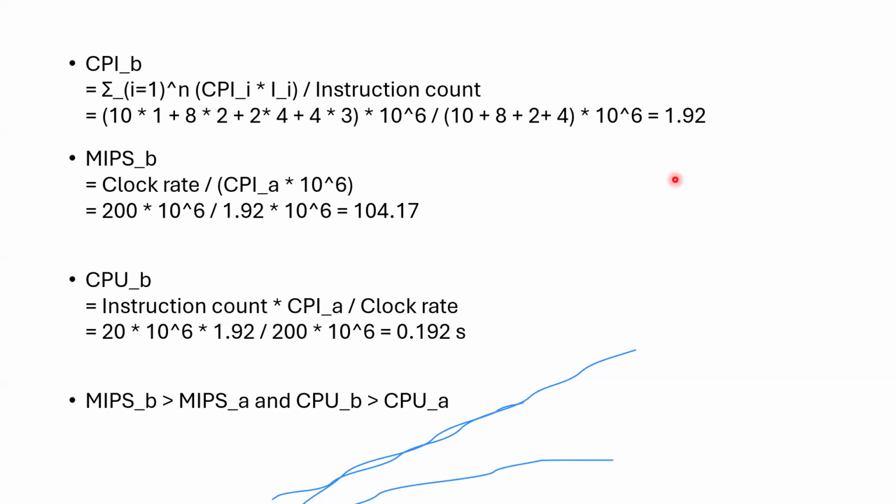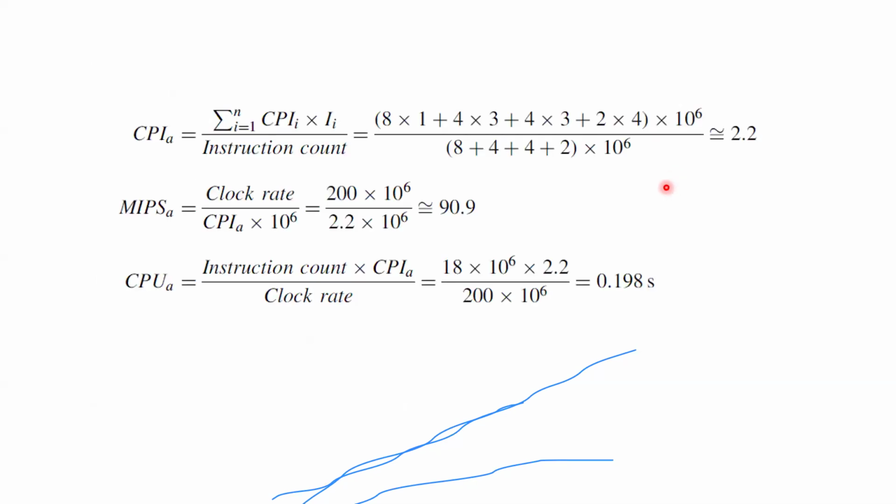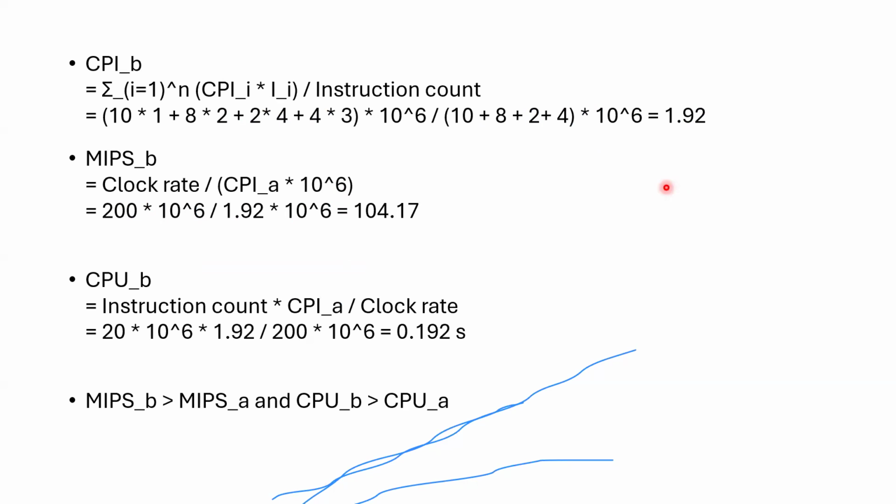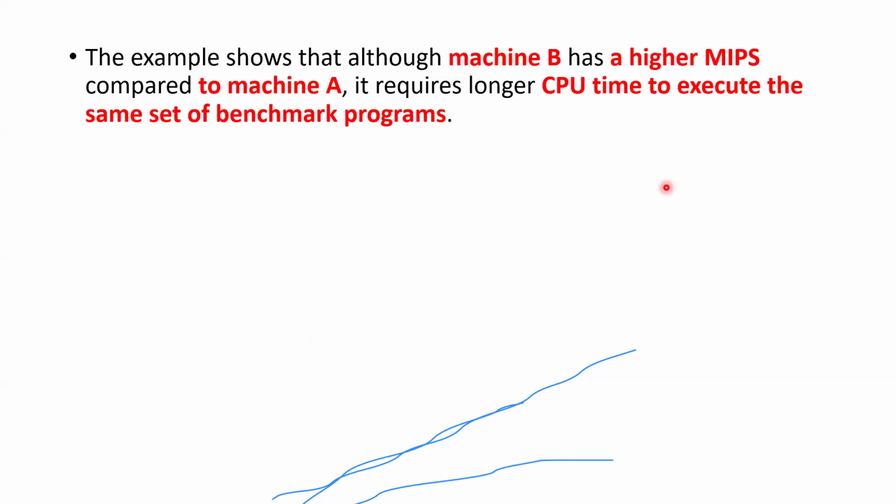So again, if you are looking at the CPI, which computer is better? Is it computer B or computer A? Computer A is 2.2. Computer B is 1.92. Which one is better? Computer B. Computer B is better. Are we all clear on that? Yes, sir.